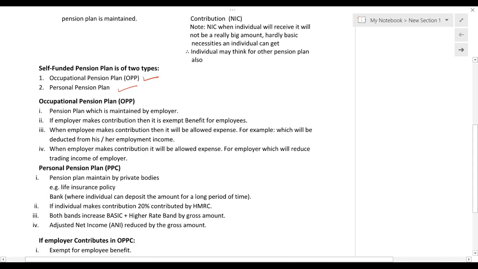And when it comes to personal pension plan, when an individual is contributing for himself, we have already discussed: whatever you contribute in personal pension plan for yourself, it is not your expense. Whatever you contribute for yourself in PPC, it is taken as 80%. 20% will be paid by HMRC, and basic as well as higher rate band will increase by the gross PPC amount. And third, we have already discussed, adjusted net income reduces by gross PPC.